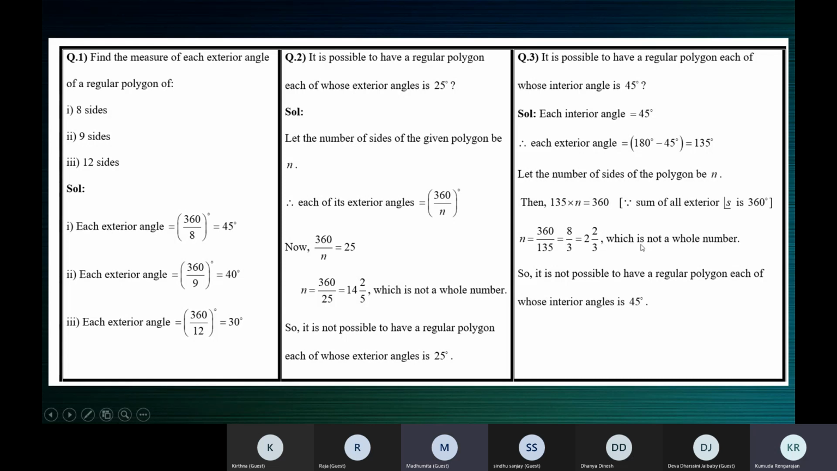Ma'am, but 135 degree plus 45 degree gives a 180 degree, no ma'am? So how is it not possible?